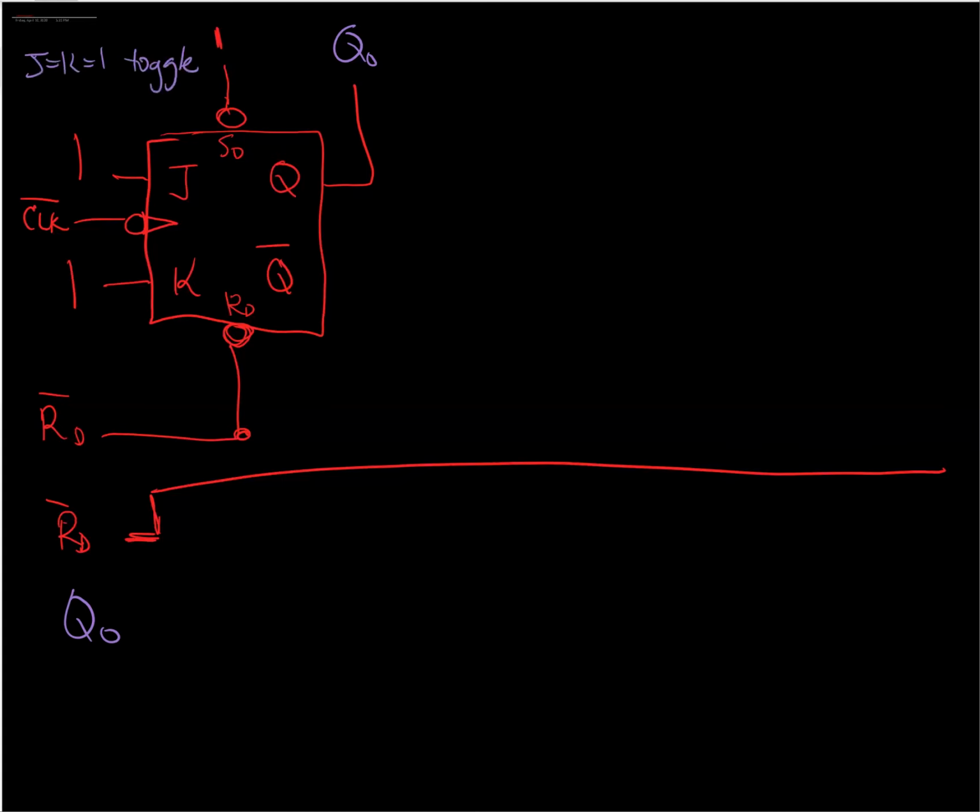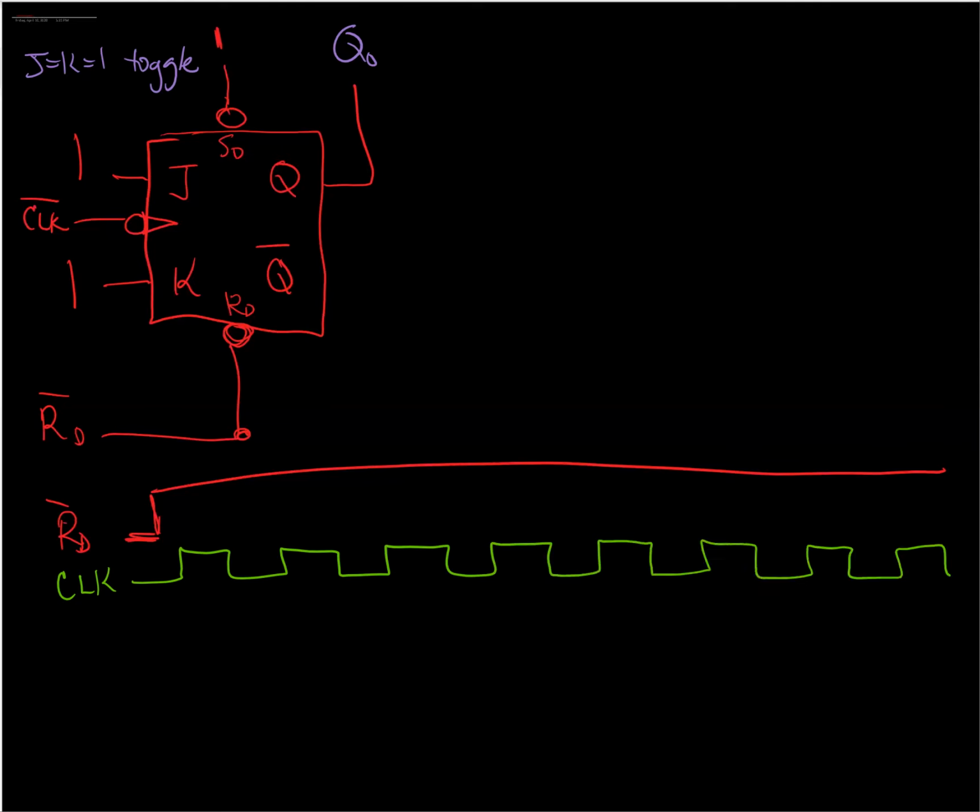And we know that the output of this flip-flop is going to toggle on the negative edge of the clock. So we had best also put a clock signal there. And remember that the reset line is a direct override, so it's ignoring the clock signal. So we should know that. So here's my clock signal just going up and down and up and down.